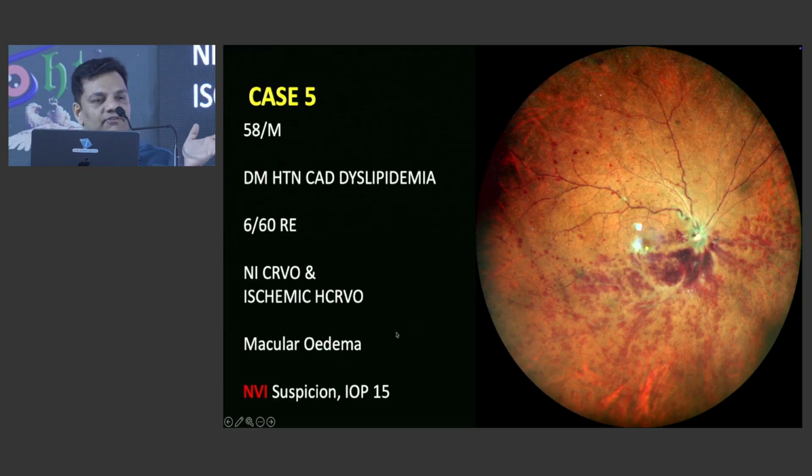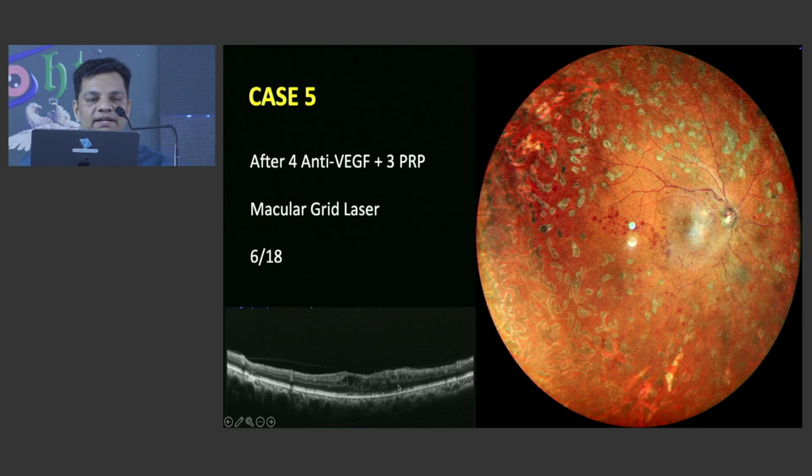And there was suspicion of an NVI, and IOP was only 15. So here we went ahead and decided to do anti-VEGF followed by 3 sittings of pan-retinal photocoagulation. So this is after anti-VEGF and 3 sittings of PRP.